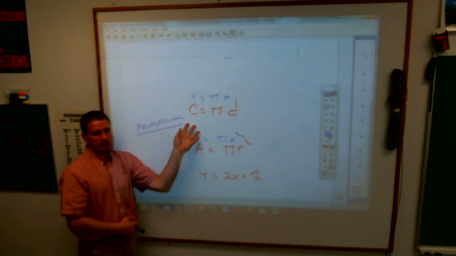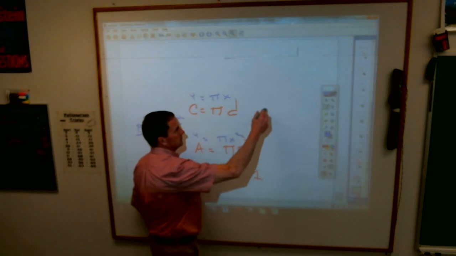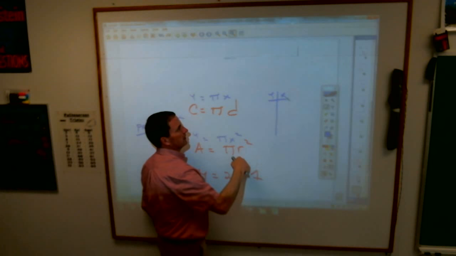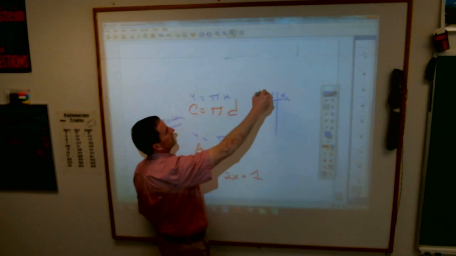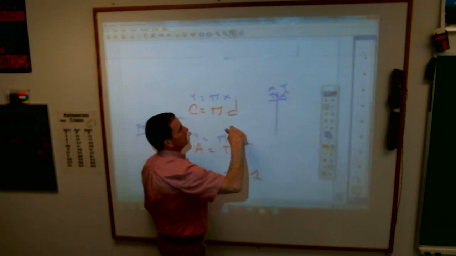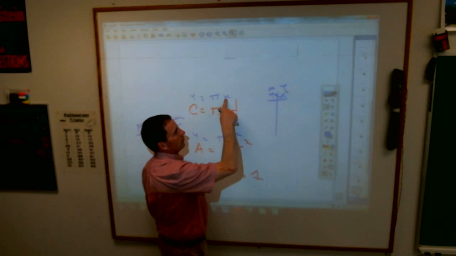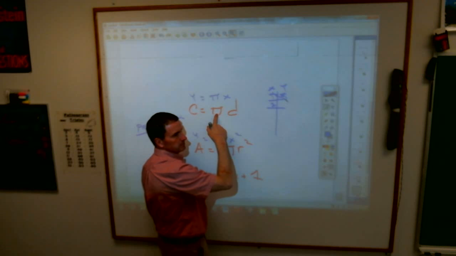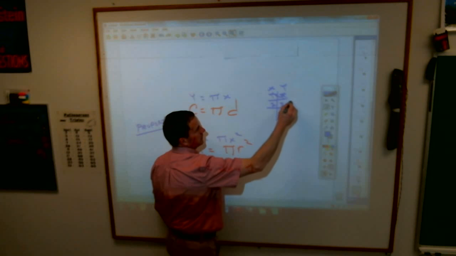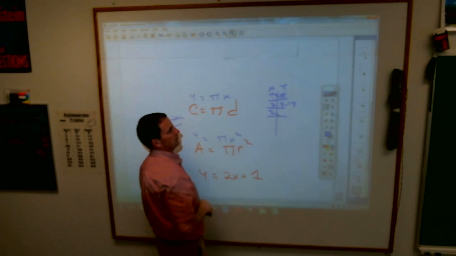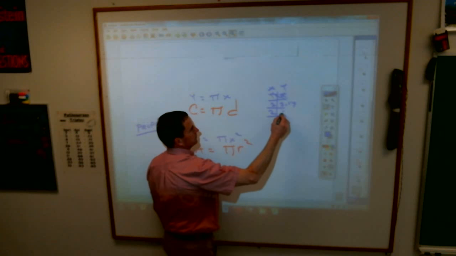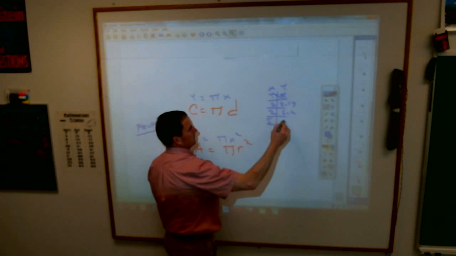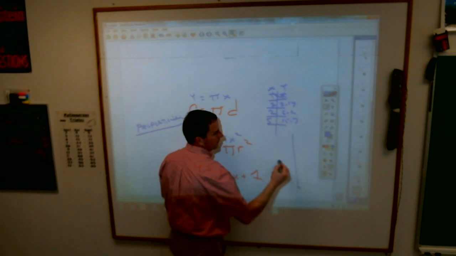Well, it will. Let's look at it. So this is my x and this is my y. If I put 1 in for x, what do I get for y? What's 1 times pi? 3.14. If I put 2 in for x, what do I get for that? 6.28. If I put 5 in for x, I get 15.7. If I graph that, will it be a straight line?